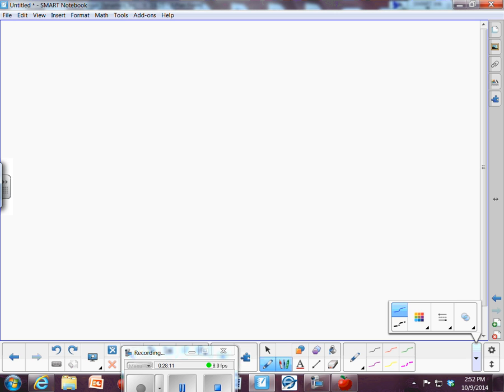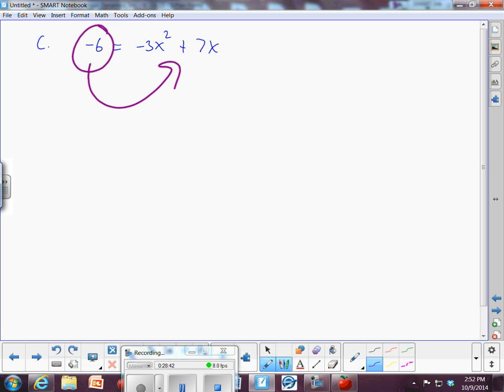Let's do another one. C. What would you do with this? What if we had something like this? Negative 6 equals negative 3x squared plus 7x. Okay, I have two choices. I can move the negative 6 from the left to the right and set it equal to 0 with the 0 in the front. I could do that, and it would look like this.